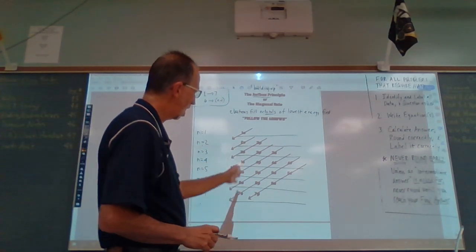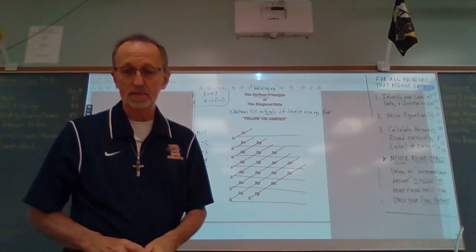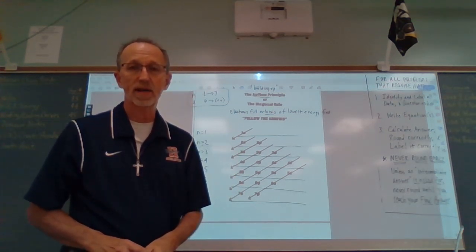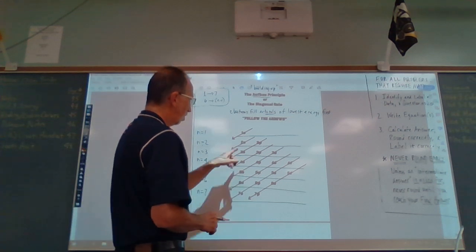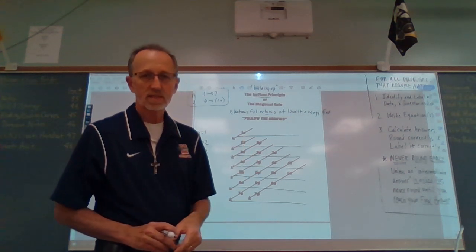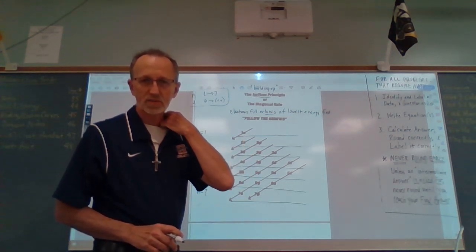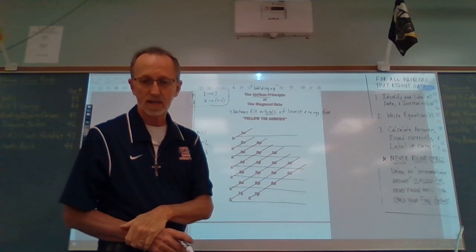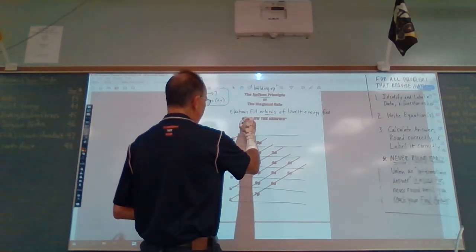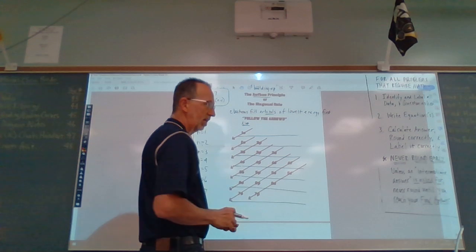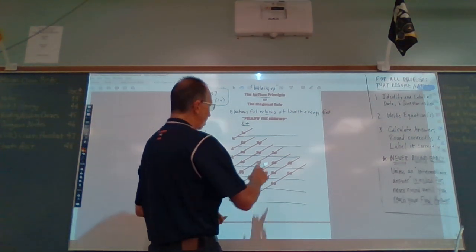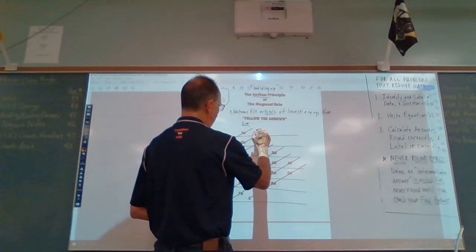The vertical columns go by sublevel: s, p, d, f. So these are s sublevels. 1s, 2s, 3s are orbitals. The s is the sublevel. So this is where L equals 0. Remember, L equals 0 is an s. This here is where L equals 1.